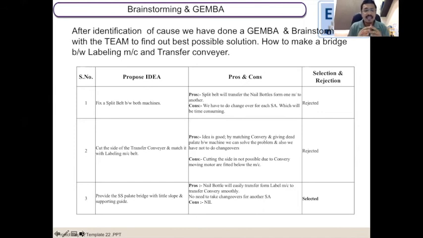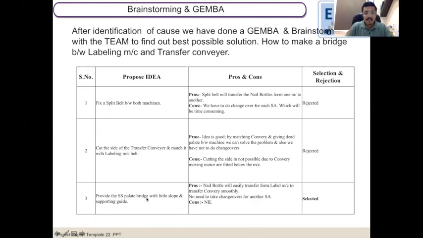So they did a kind of brainstorming, they collected the ideas, analyzed those ideas with respect to their pros and cons, and then they selected certain ideas and rejected certain ideas. So if you see here, fix the split and cut the side of the transfer conveyor, right? So these ideas got rejected because of their specific pros and cons. I'm not going into the detail of these pros and cons, but this is the idea they have actually picked up from the brainstorming.